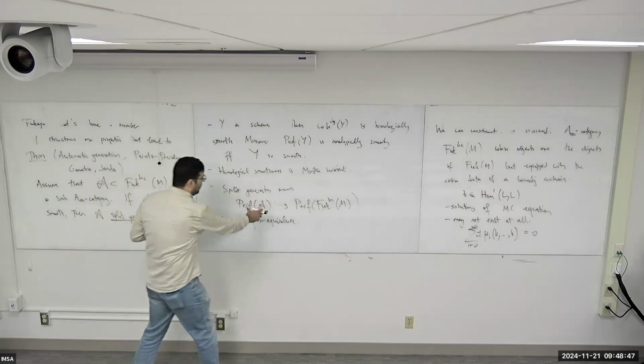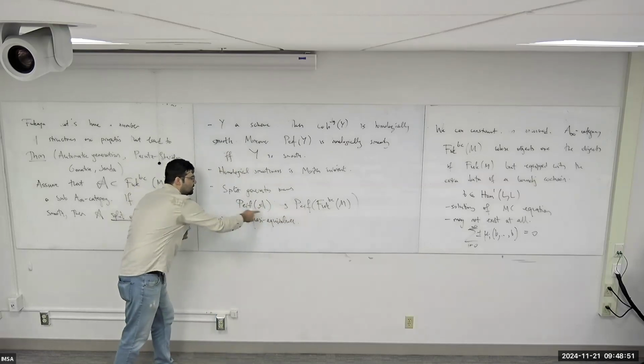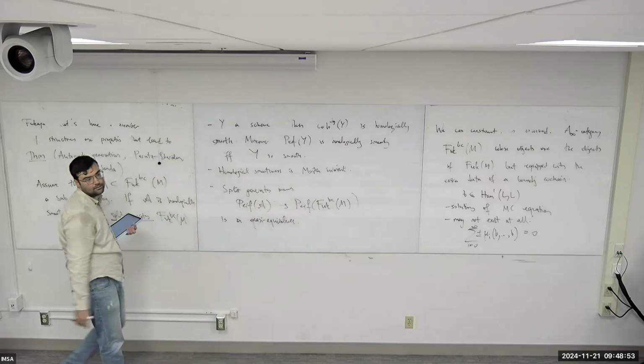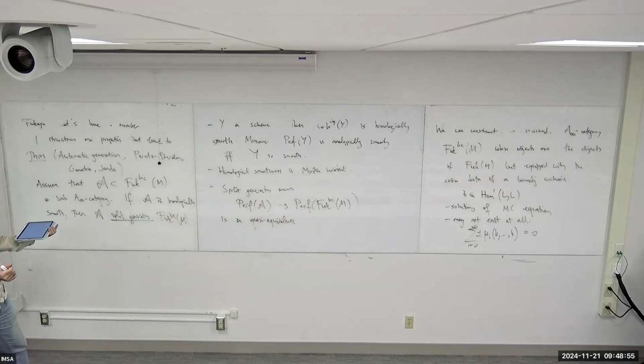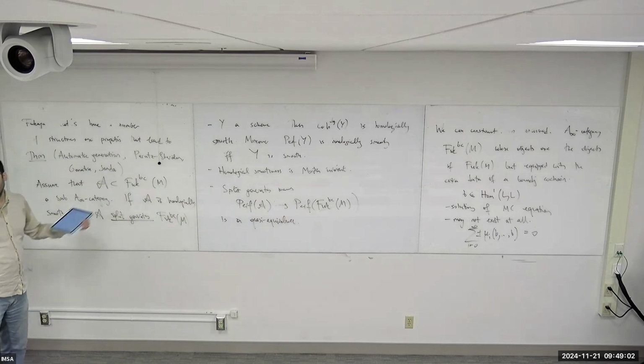Okay, and Morita invariant means that it's already captured. This is a property that's captured by the perf of the category. So if you have two, A and B, whose perfs are quasi-equivalent, then if one is homologically smooth, the other will also be homologically smooth.